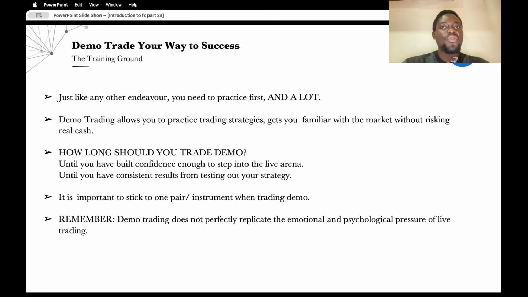If you make a wrong move, you lose money. If you make the right move, you gain money. You understand? Good. So that's how it is.